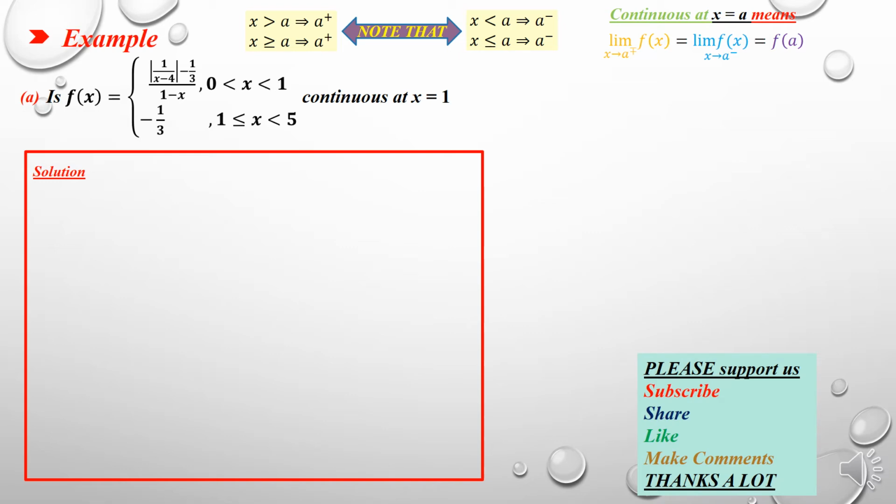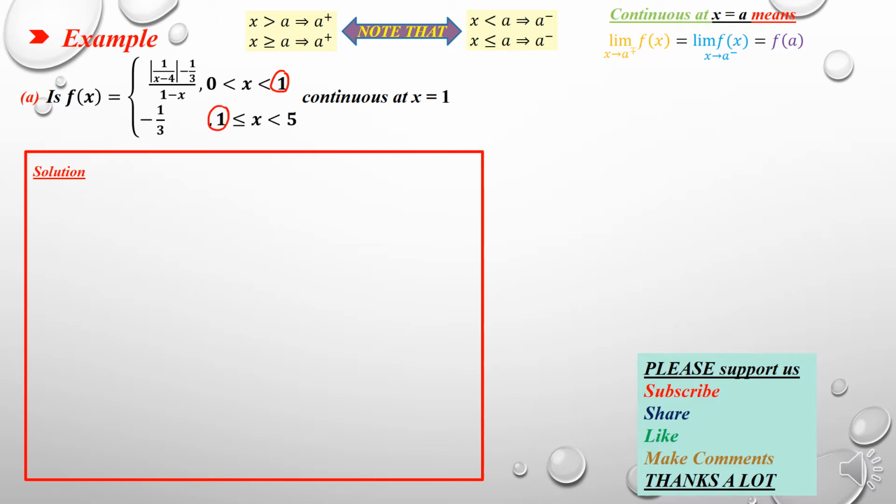Hi everyone, in this video we'll take some questions about the continuity of a function that contains absolute value functions. So this is the first part in our example, and we have the piecewise function here, and the question is: is the function f of x continuous at x equals 1? This is the question.